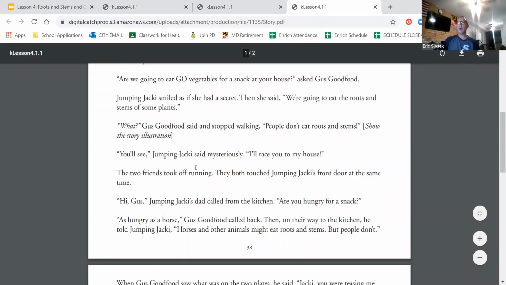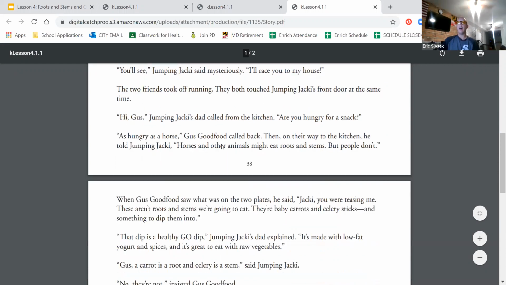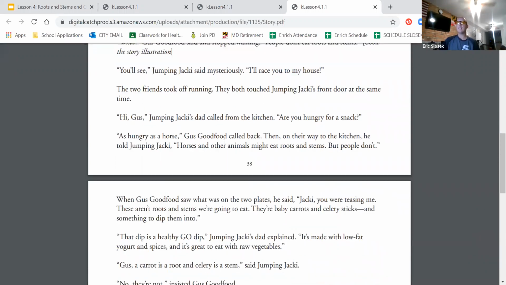The two friends took off running. They both touched Jumpin' Jackie's front door at the same time. "Hi, Gus," Jumpin' Jackie's dad called from the kitchen. "Are you hungry for a snack?" "As hungry as a horse," Gus Goodfood called back. Then on their way to the kitchen, he told Jumpin' Jackie horses and other animals might eat roots and stems, but people don't.